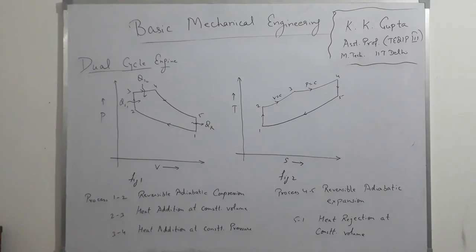Process 1-2 is reversible adiabatic compression. Process 2-3 is heat addition at constant volume. Process 3-4 is heat addition at constant pressure. Process 4-5 is reversible adiabatic expansion, and process 5-1 is heat rejection at constant volume. Since in this process heat is added at two processes, that is at constant volume as well as at constant pressure, it is known as dual cycle.